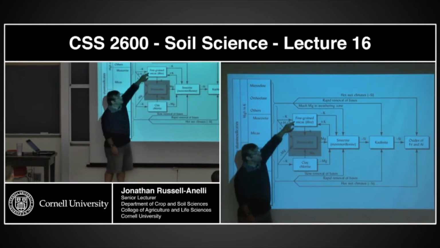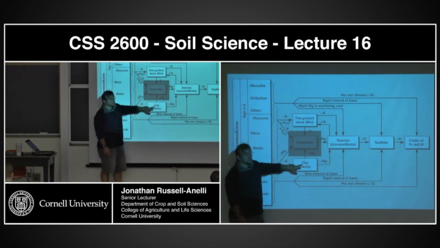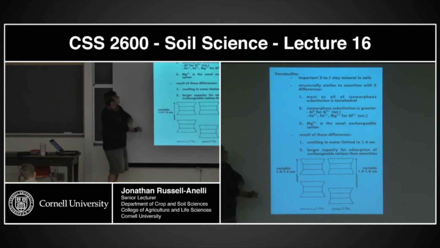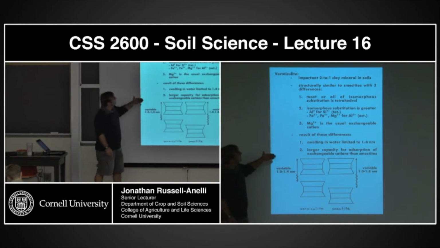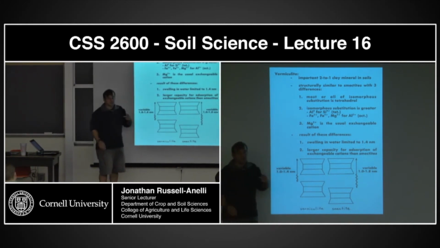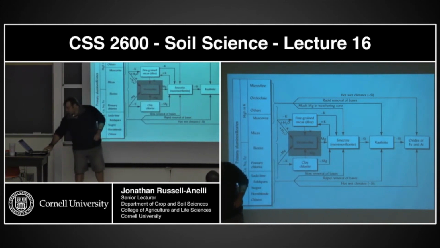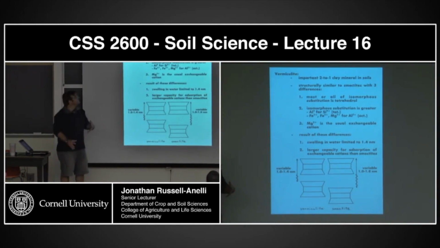This is a 2-to-1 mineral. This is a 2-to-1-to-1 mineral. This is a 2-to-1 mineral. 2 tetrahedrals, 1 octahedral. What does it look like? It's an important 2-to-1. It's very similar to smectite, but it has some very important differences.